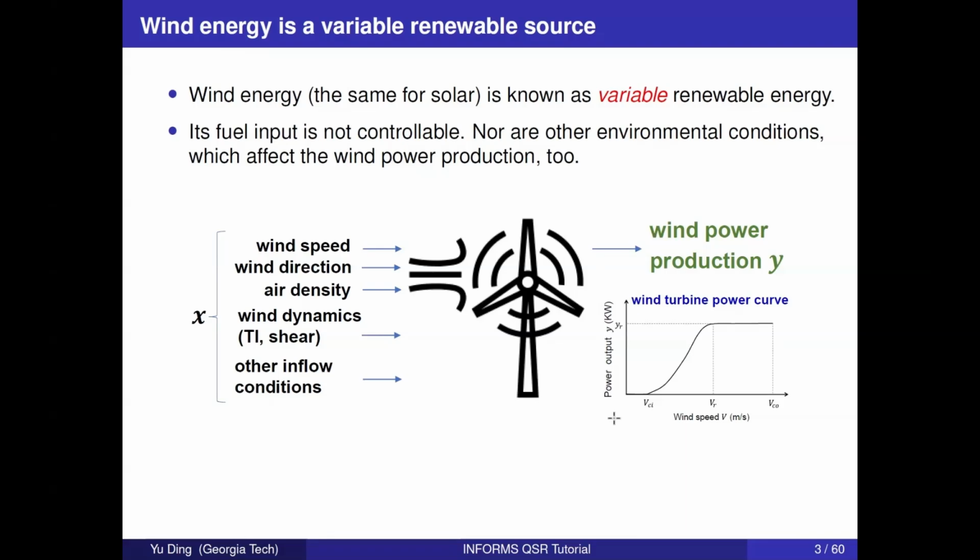And the VCO is the cut-out wind speed. By the cut-out wind speed, the wind speed is considered too strong and could mechanically damage the wind turbine device. So the turbine is shut down mechanically, right? For a typical commercial wind turbine, VCI is about 3.5 meters per second. VR is around 12 meters per second, and VCO is 25 meters per second.